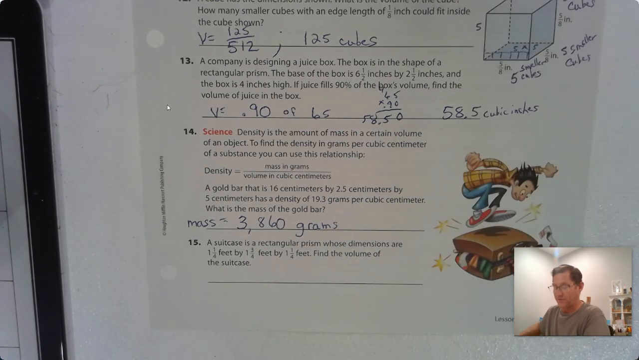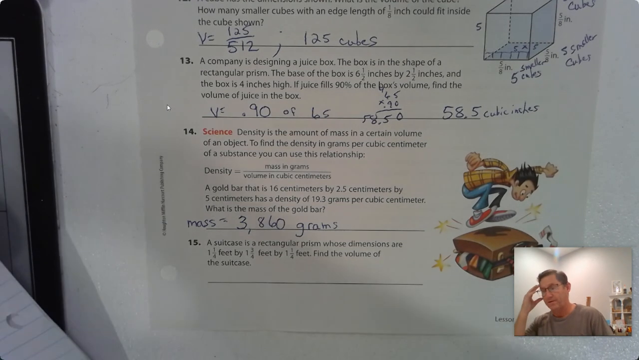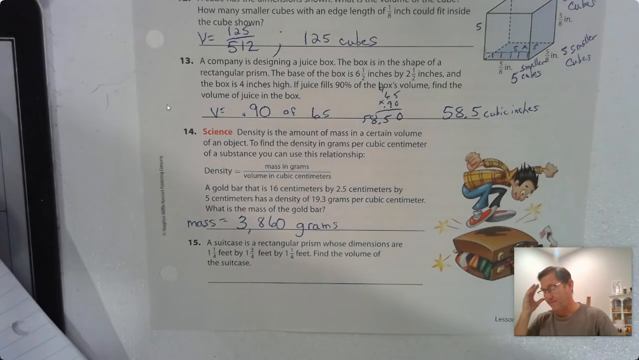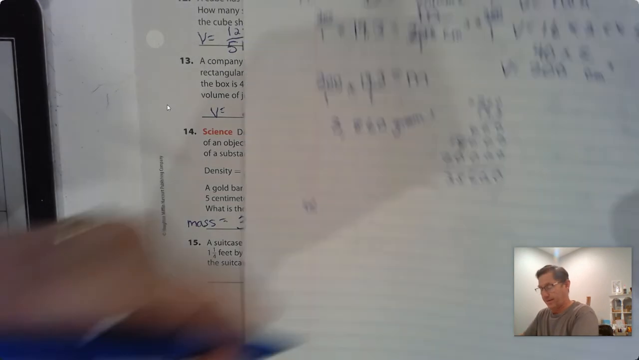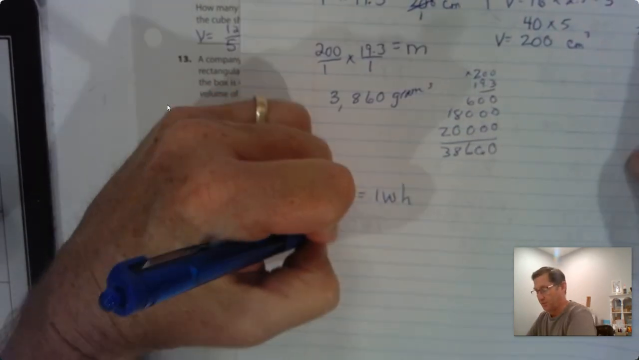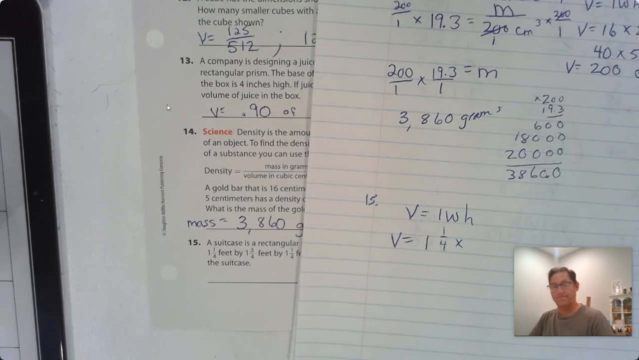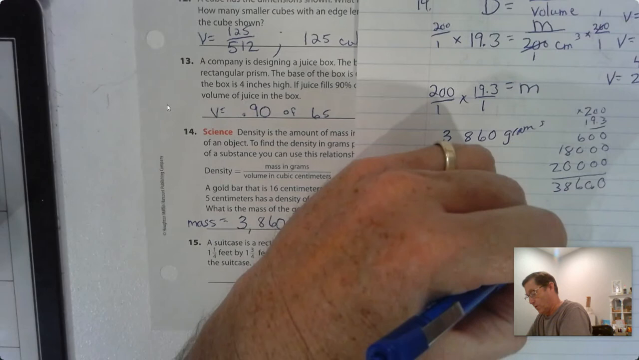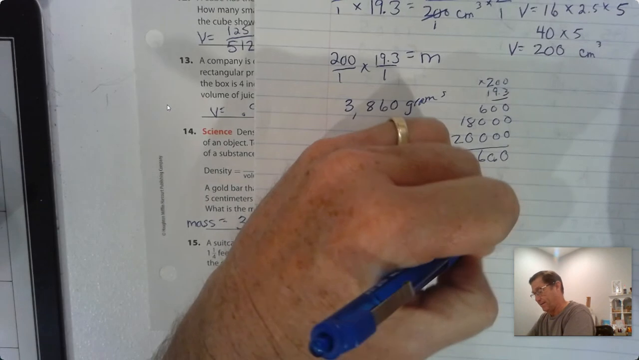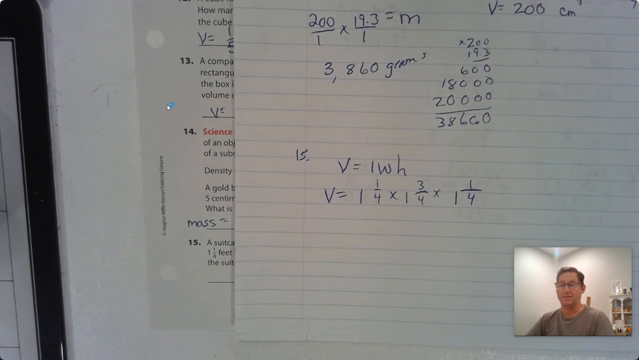All right, 15. A suitcase is a rectangular prism whose dimensions are 1 1/4 by 1 3/4 by 1 1/4. Find the volume of the suitcase. Okay, so start with the volume formula and substitute. So we can say the length is 1 1/4. We can say the width is 1 3/4, and the height is 1 1/4. Again, remember, it doesn't matter which ones we use as the base.